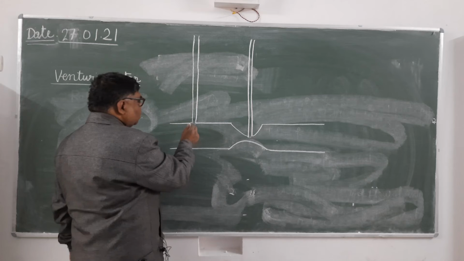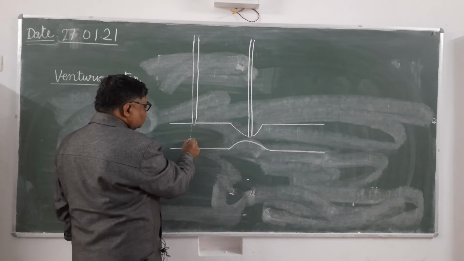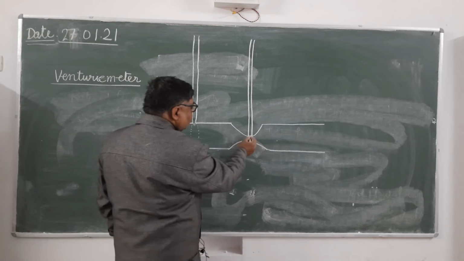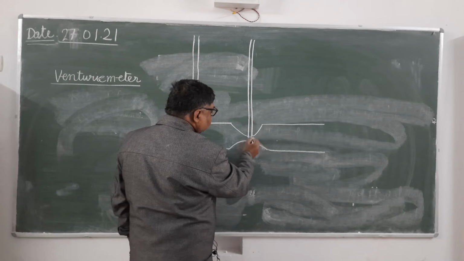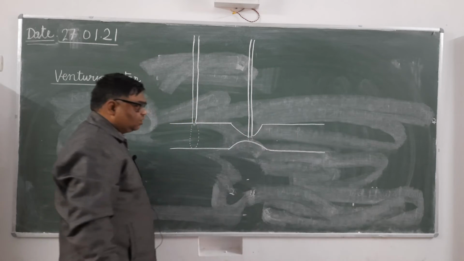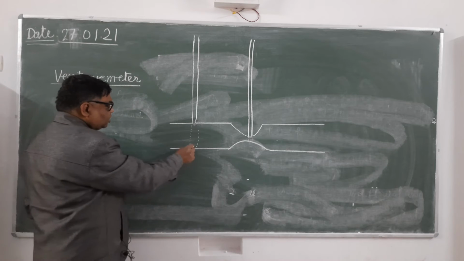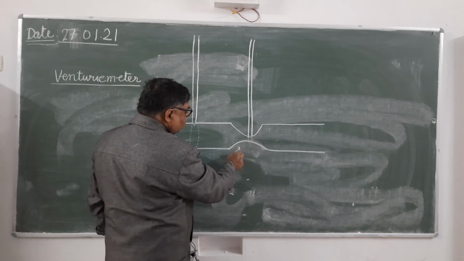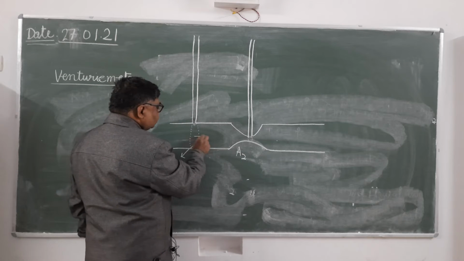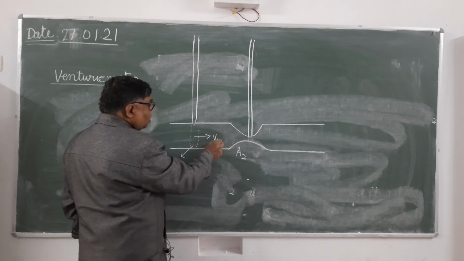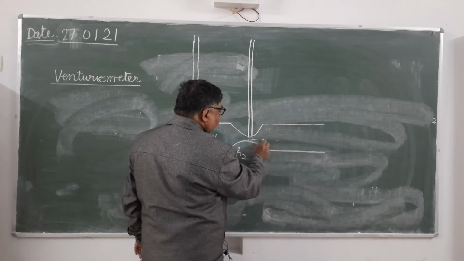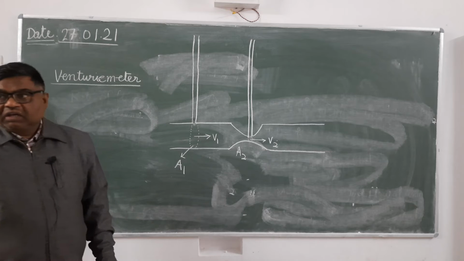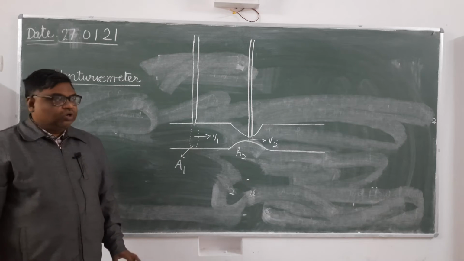Now here the cross section is this, and here the cross section is this. Is it clear? This cross section you can take its area as A1. Here the area is A2. Here the velocity of flow we have taken V1, and the velocity of flow here equals V2.